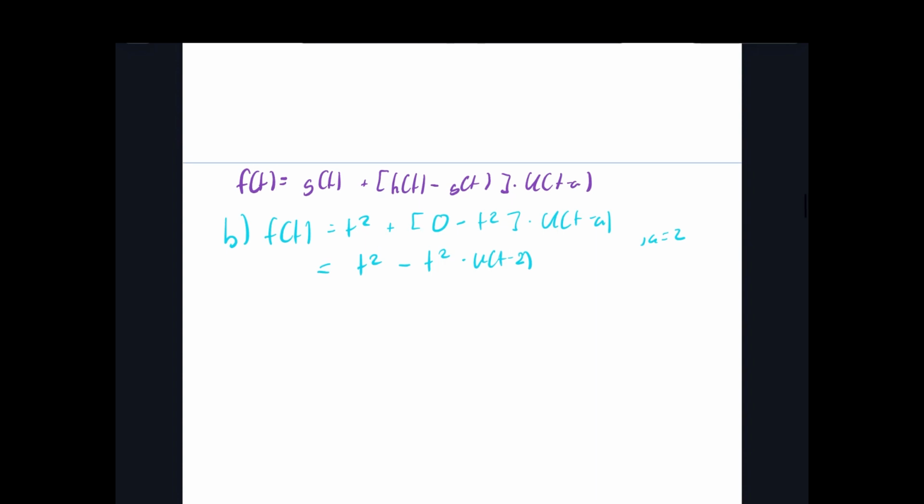Now at this point, we have to take the Laplace of this. And I'm just going to take the Laplace of f at t. Laplace of that.